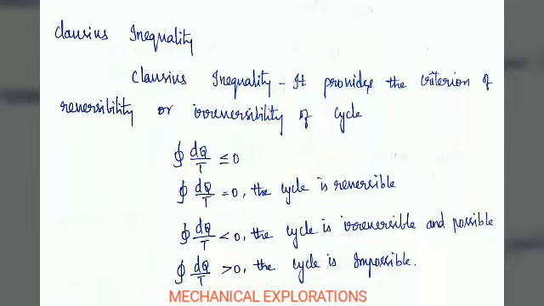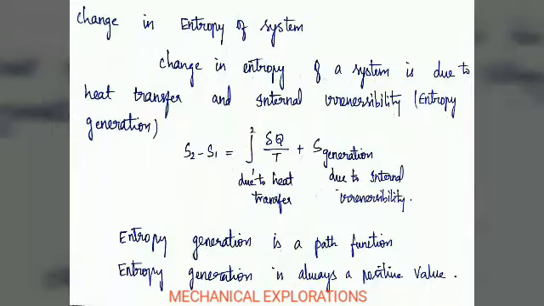Now coming to Clausius inequality, it provides the criterion of reversibility and irreversibility of cycles, for which the closed integral of dq by T is less than or equal to 0. When it is equal to 0, the cycle is termed reversible. When it is less than 0, the cycle is termed irreversible or possible.